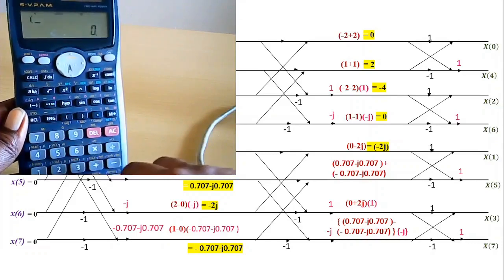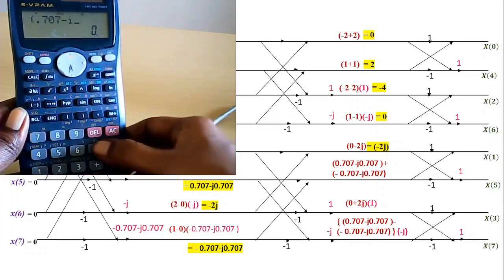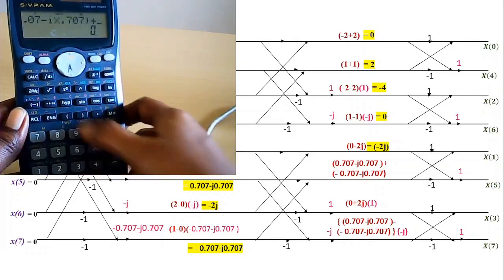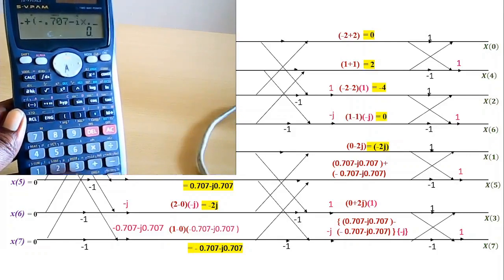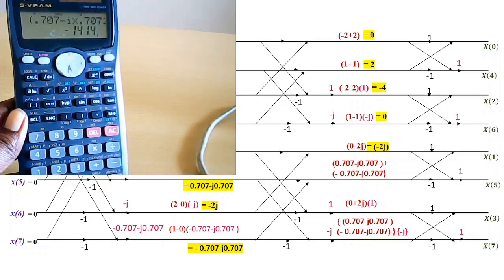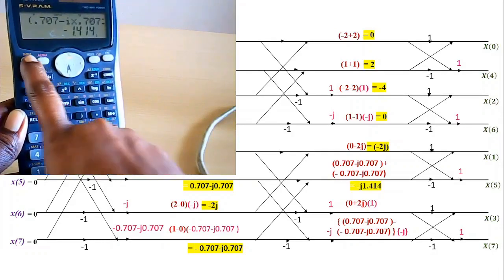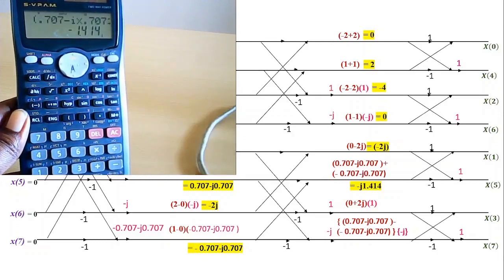Then open bracket 0.707 minus j into 0.707 close bracket plus open bracket minus 0.707 minus j into 0.707 close bracket. So the value is going to be minus 1.414j. If you want to check your real part, shift equal to, you will get your 0. So the value is going to be minus 1.414j. Next is 2j into 1 is 2j.